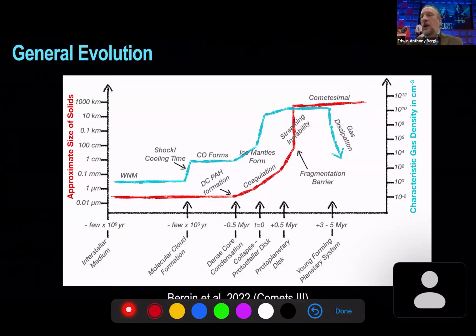So to give you an idea of what happens in the galaxy, let's start first with the gas. This is the characteristic gas density here, and this is the approximate size of solids. So I'll start with the gas. Much of the mass of the galaxy is in what we call the warm neutral medium, where it's very hot, thousands of degrees Kelvin. Everything is relative, okay? So when I say very hot, I mean thousands, 500 degrees Kelvin.